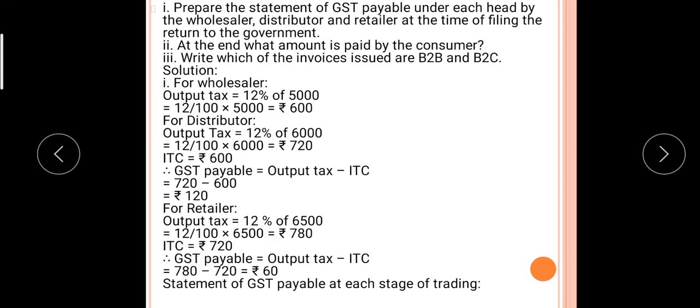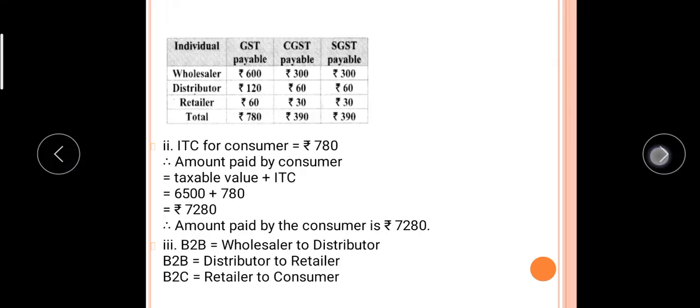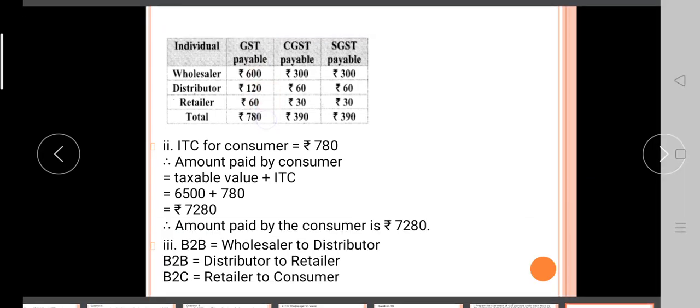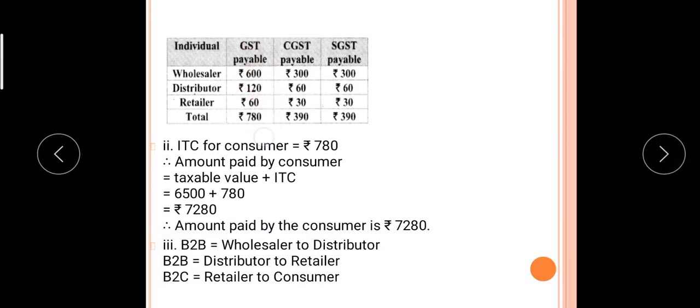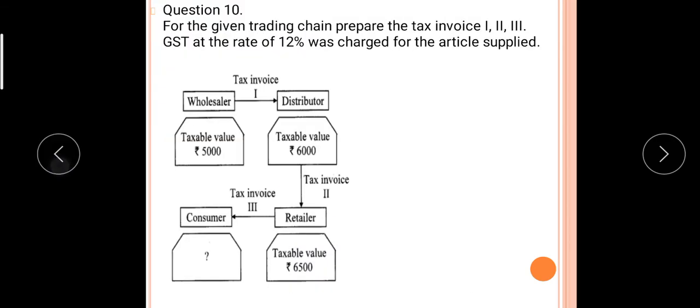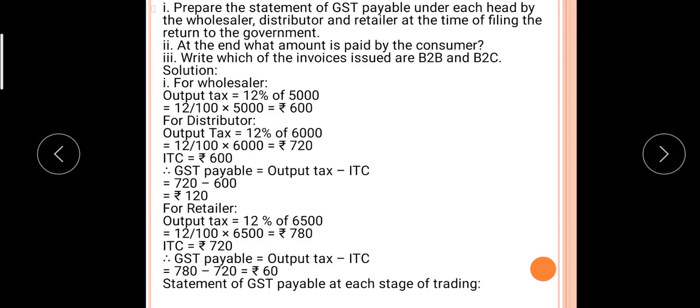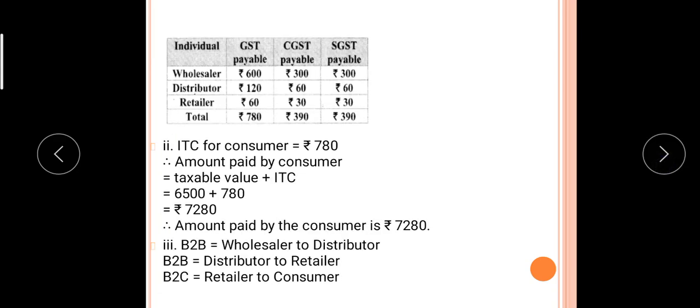And therefore the statement of GST payable for the trading chain is this one. Wholesaler GST 600, for distributor it is 120 and for the retailer it is 60. So total amount is 780 rupees, and therefore the amount paid by the consumer, what is the price for the consumer? Consumer is 6,500, but whatever GST is paid by all the chain, that is the total, that is the addition of 780 input tax credit.